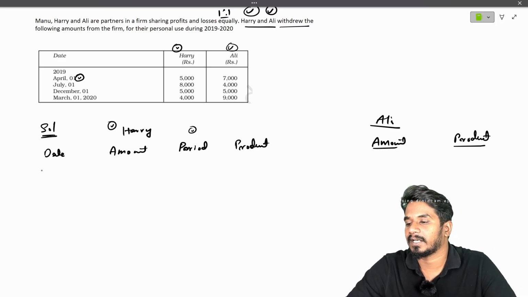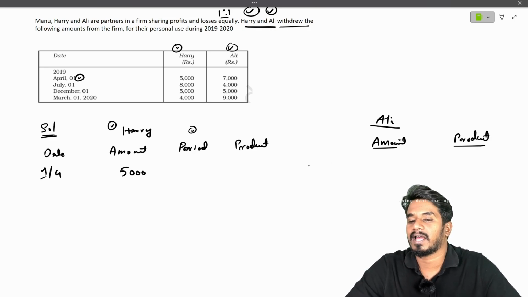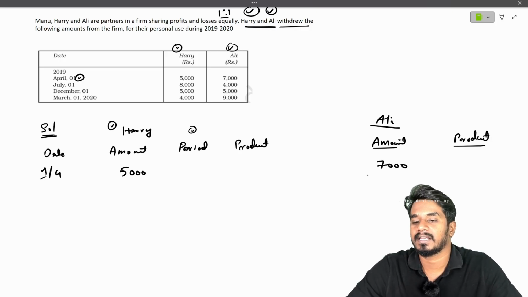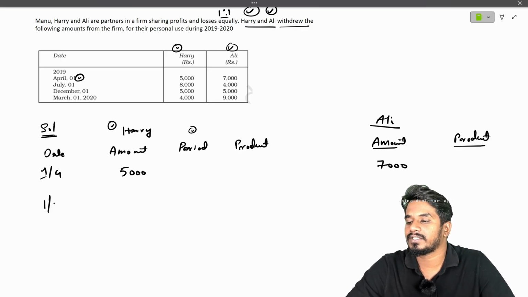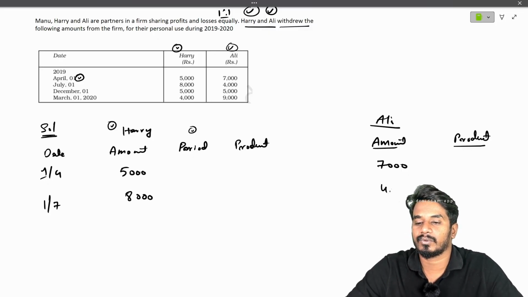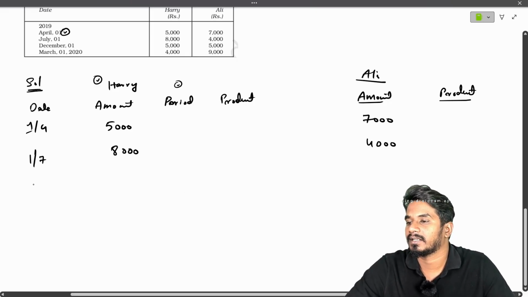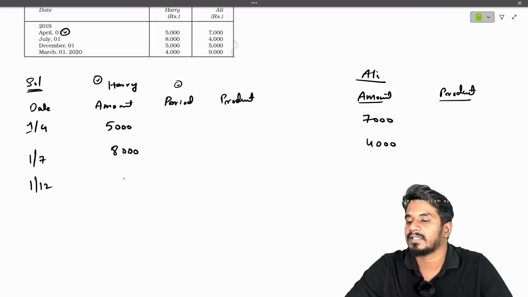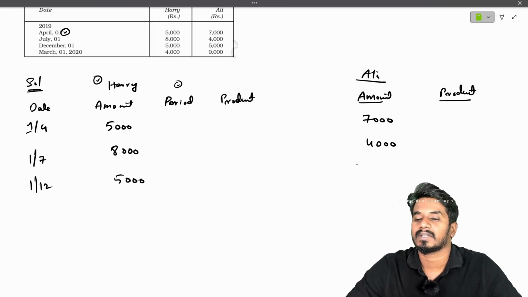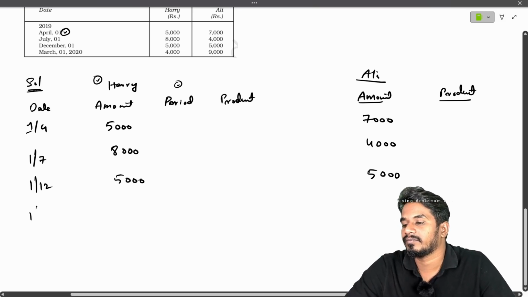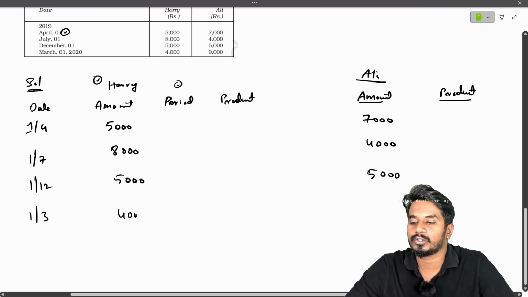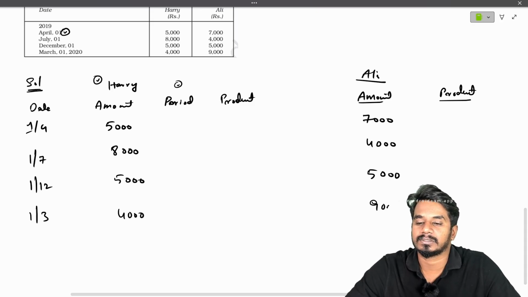Right. So let us write the date. On 1st April, 5,000 Harry withdrew and 7,000 Ali withdrew. On 1st July, 8,000 Harry withdrew and 4,000 Ali withdrew. Correct. And on 1st December, 5,000 and again 5,000. On 1st March, it is 4,000 and again 9,000 Ali.